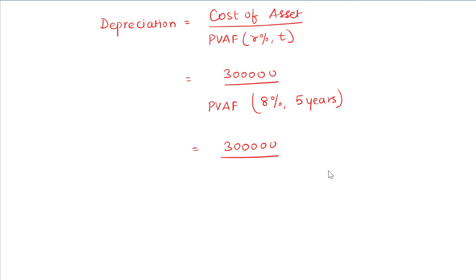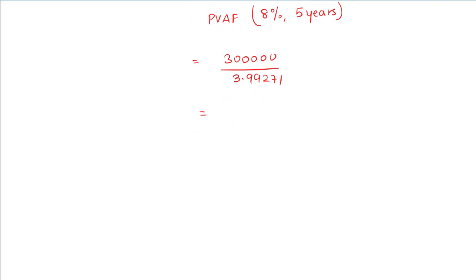I believe you understood. Now for the present value annuity factor, make a total of it. Press GT. What figure we got over here is 3.99271. So 3 lakh divided by 3.99271, solve on your calculators. It is 75137. So this is the value of depreciation, the amount of depreciation.